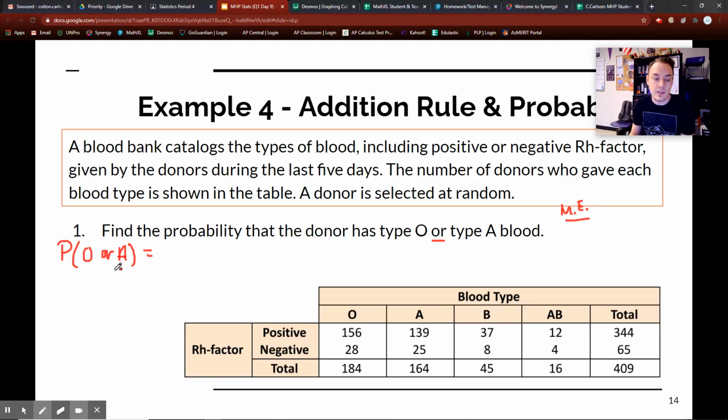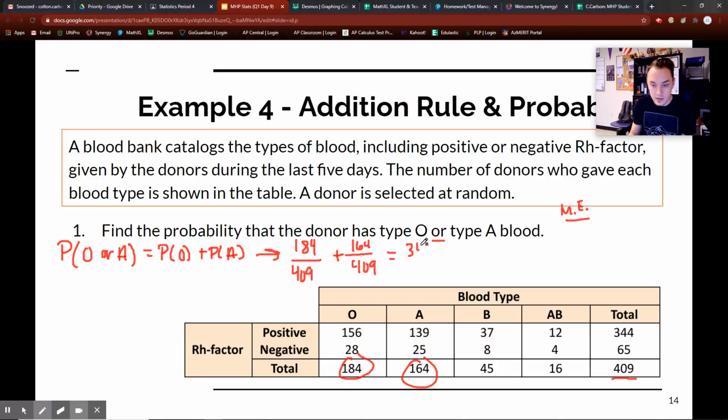Since they're mutually exclusive, that means I don't have to subtract any overlap at all. So my formula is the probability of O plus the probability of A. The total probability of O is 184 all over my total, 409, plus the probability of A, 164 all over the total 409.